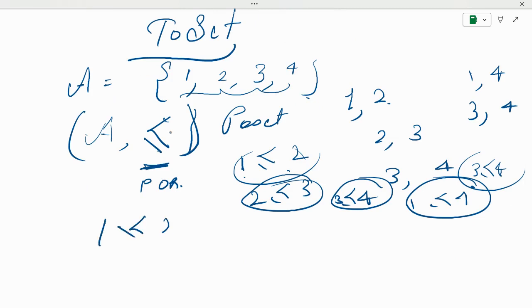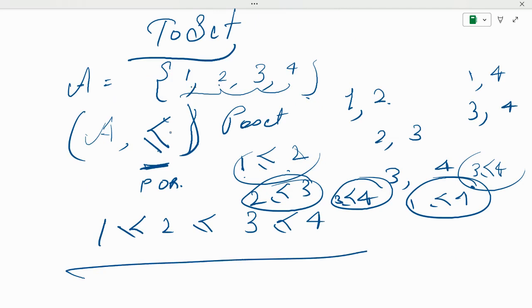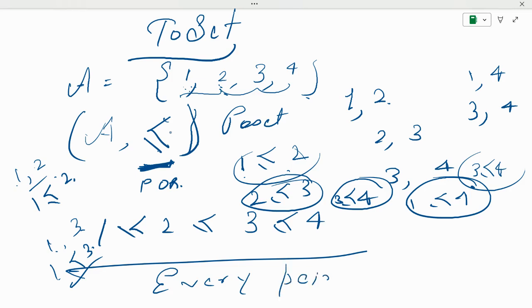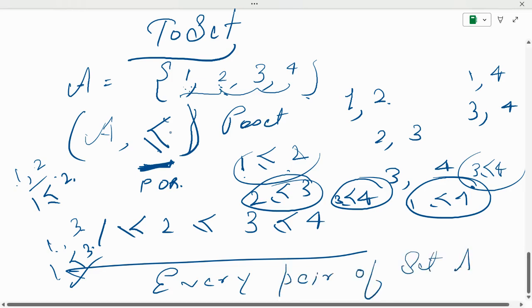So 1 is less than or equal to 2, 2 is less than or equal to 3, 3 is less than or equal to 4. For every two elements belonging to set A, we can check for this relation, and it yields true for either one. Like if we check 1 and 2, 1 is less than or equal to 2, although 2 is not less than or equal to 1. You just take any two elements, like 1 and 3, 1 is less than 3, so 1 and 3 are comparable. Every pair of the set A is comparable, hence it is called Toset. We can say here every pair of set A are comparable.